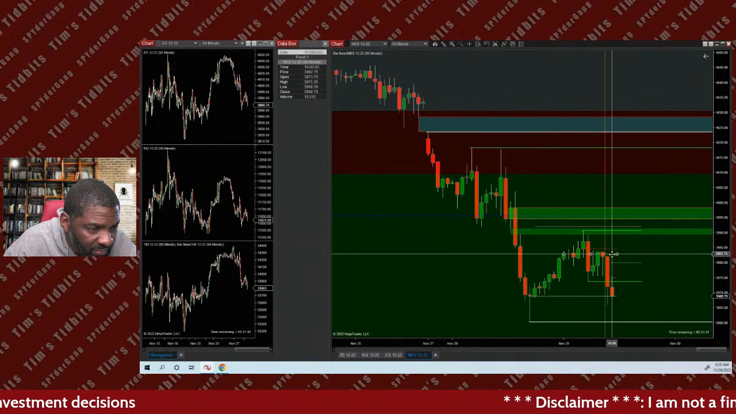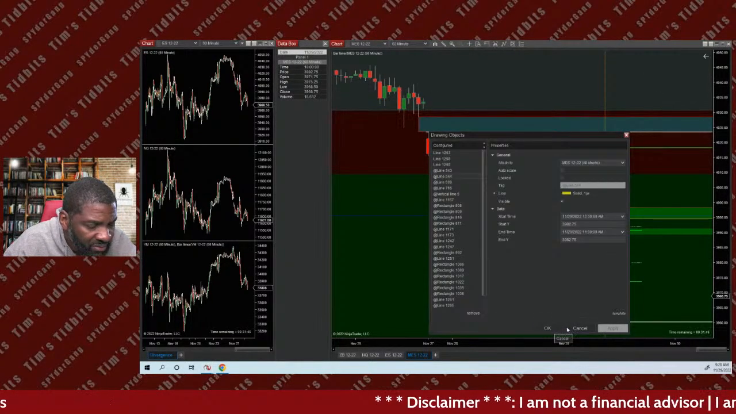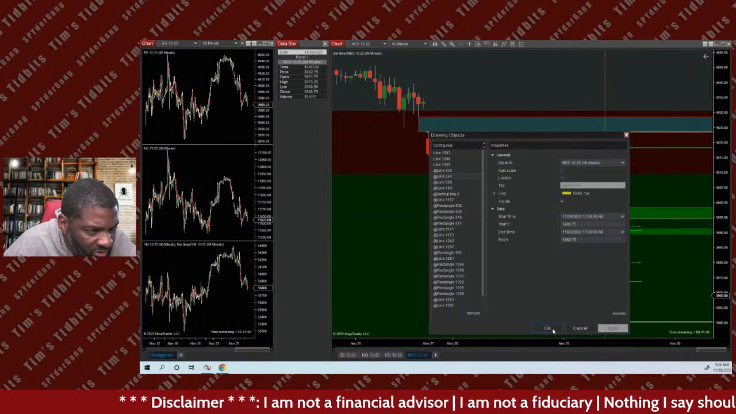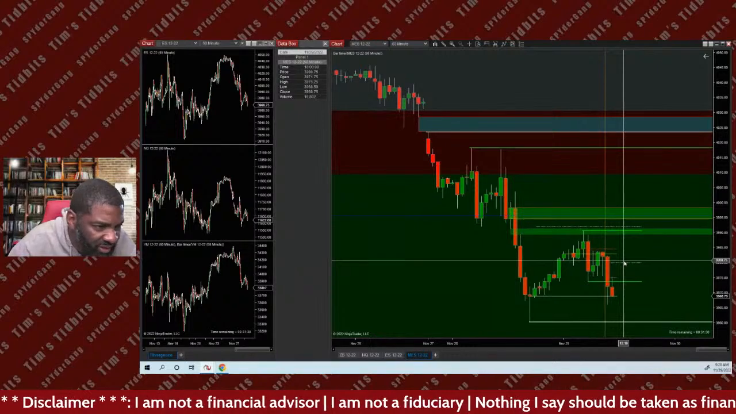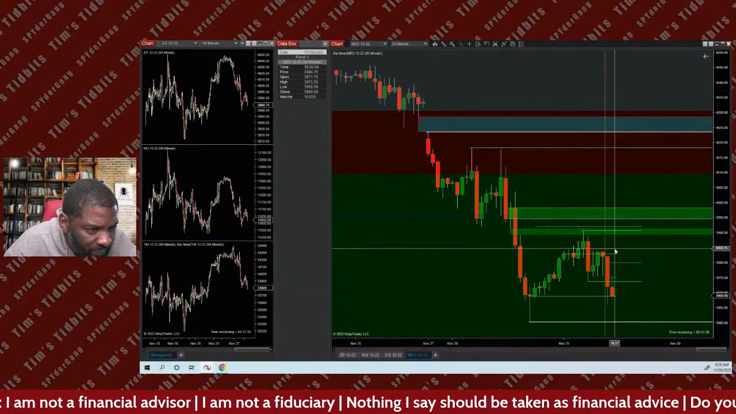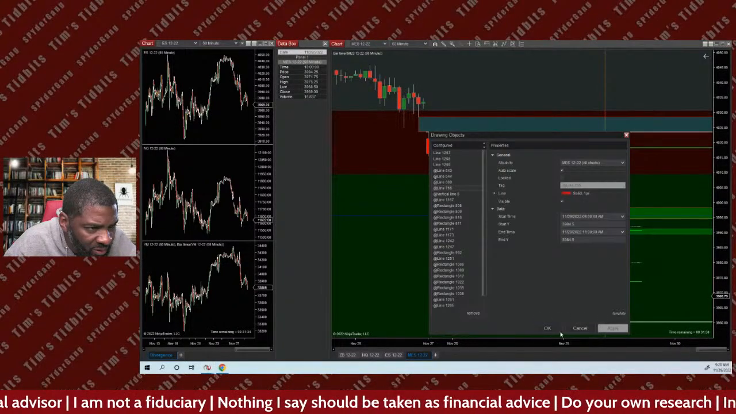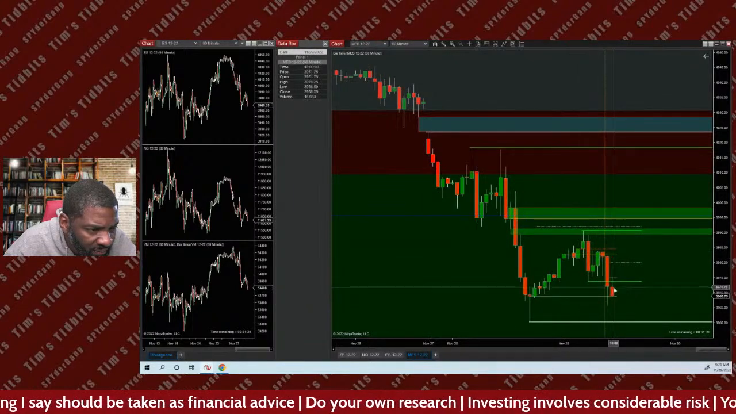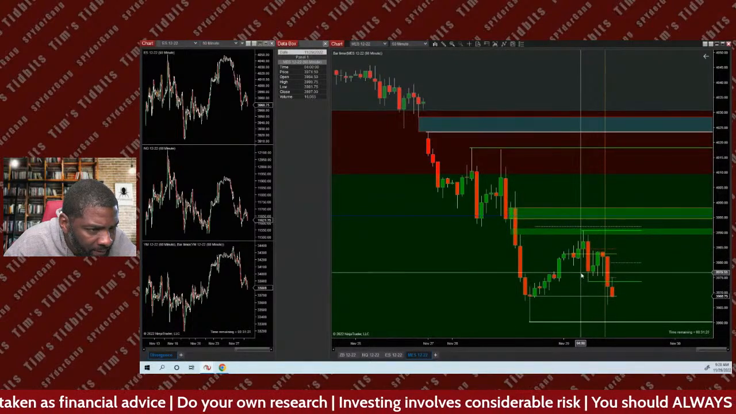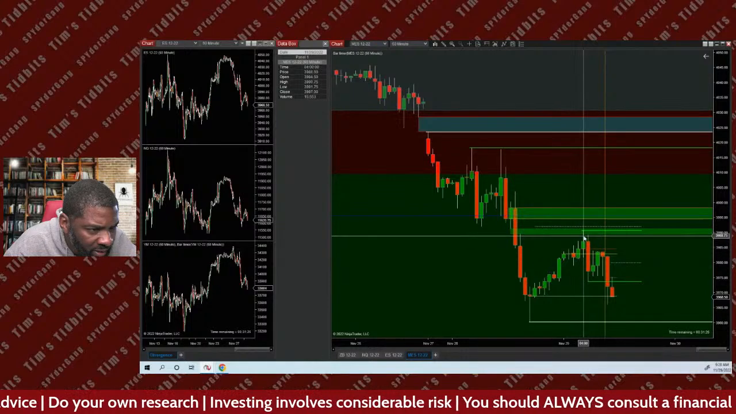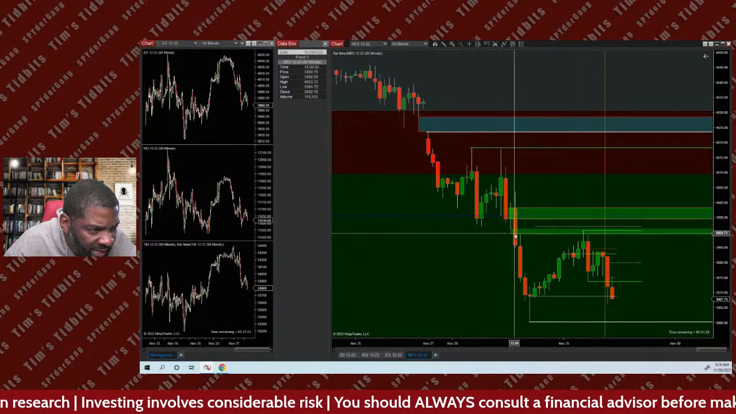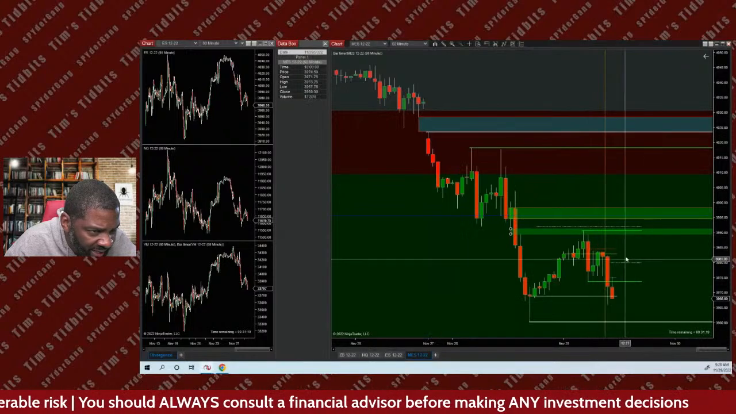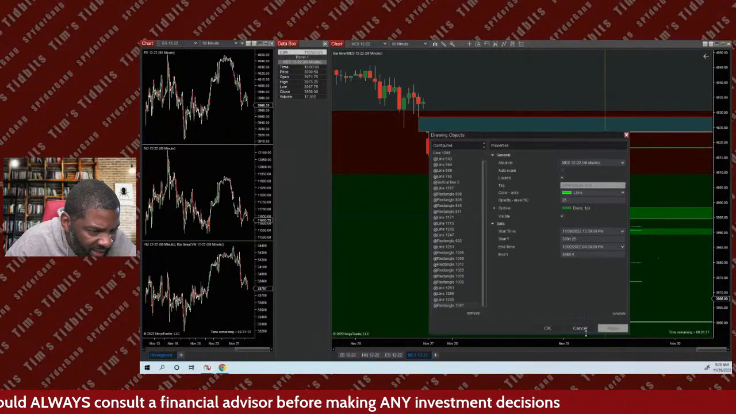Midnight, we opened up at 39.82. We're going to say 39.83, close enough for government work. London open was 39.84. And then we went up, we blasted off and got into this hourly fair value gap and set an overnight high, a London high.